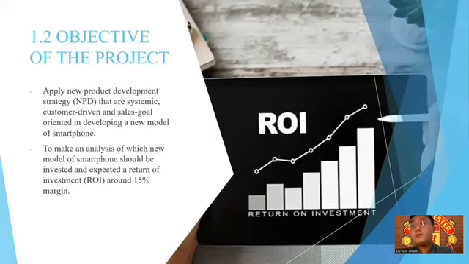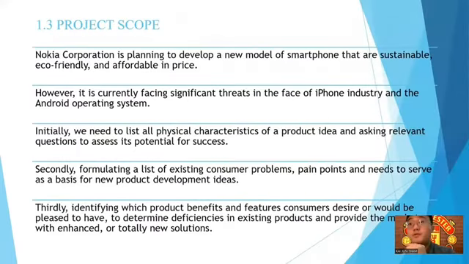So the objective of the project is to apply new product development strategies in developing a new model of smartphone. The second one is to make an analysis on which new model of smartphone should be invested in, with an expected return on investment of around 50% of the budget. Now, the project scope.